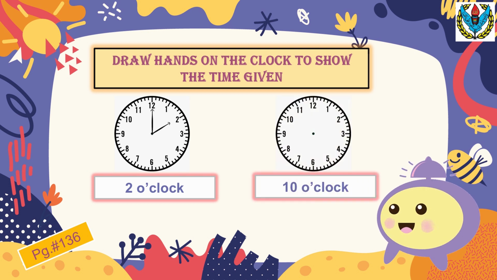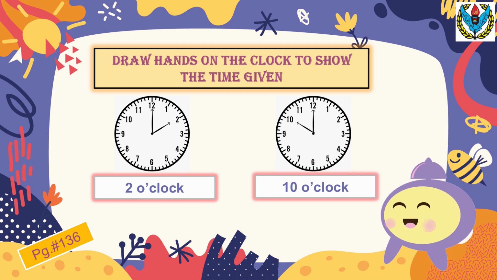Now, come to the next clock, draw a long hand and a short hand. Draw a line from the center point to 12. Yes, you draw a big line and a small line from the center point to 10. These lines are your short hand and long hand. Now are your long hand and short hand ready?